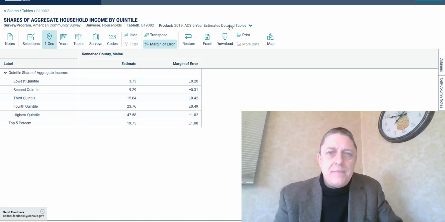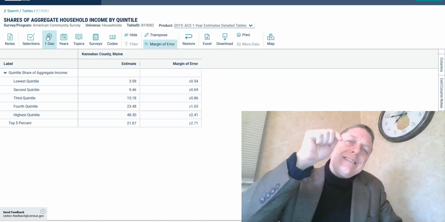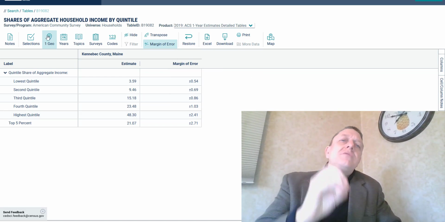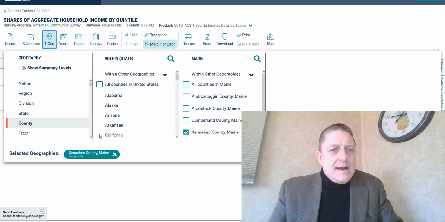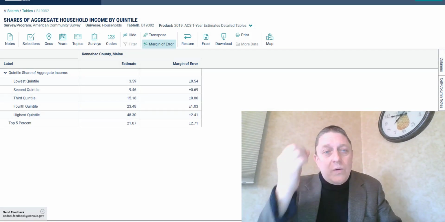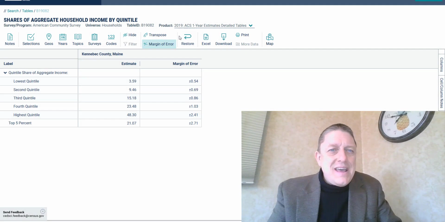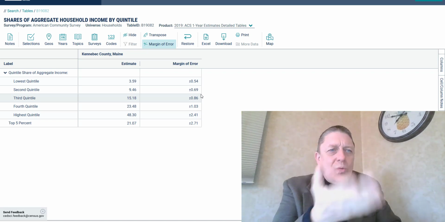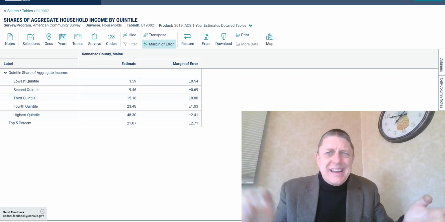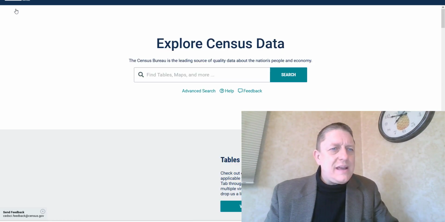Okay, so that's one reason, but I'll show you another reason. And that is if we want to look below the level of a county to towns. Now, I could clear all these geographies. Yes, I want to clear those selections. And I'm still in Kennebec County, Maine. So what do I do here? If I want to really get out, okay, sometimes unfortunately, it's going to stick around with Kennebec here.